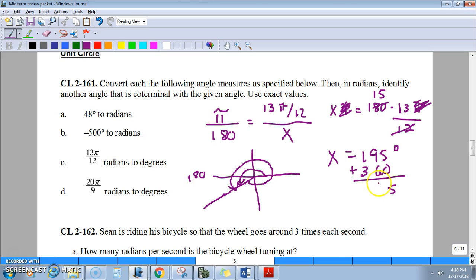5, 9, and 6 is 15, carry a 1, 3, 4, 5, 555. So 555 degrees and 195 degrees are coterminal because they end at the same spot. So what does that look like in radians? If you take whatever radians you got and you add an entire circle, but instead of adding 360 degrees, you are adding a circle in radians, which is 2 pi, that'll always give you a coterminal angle.